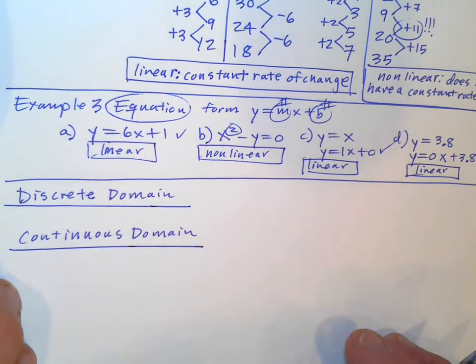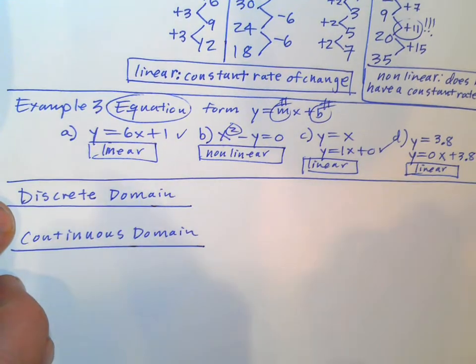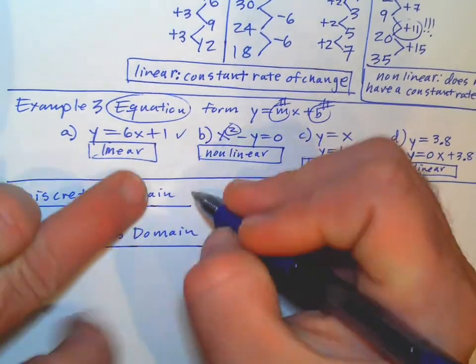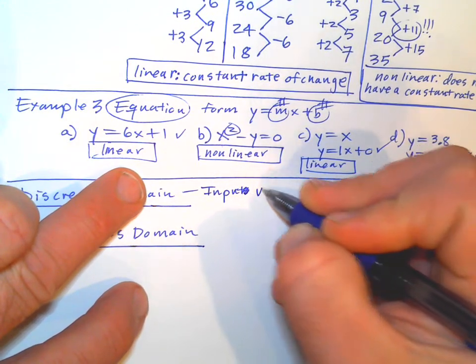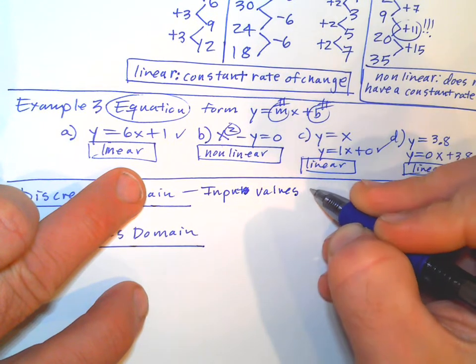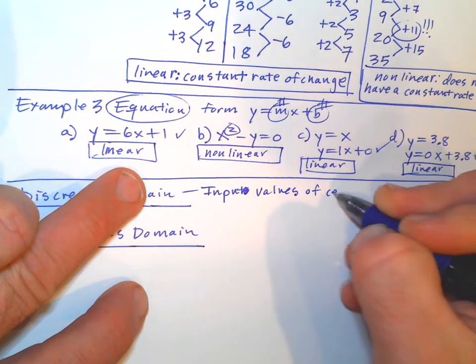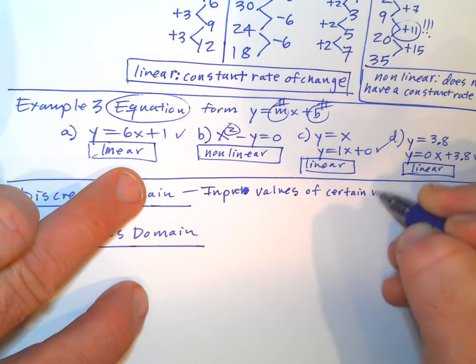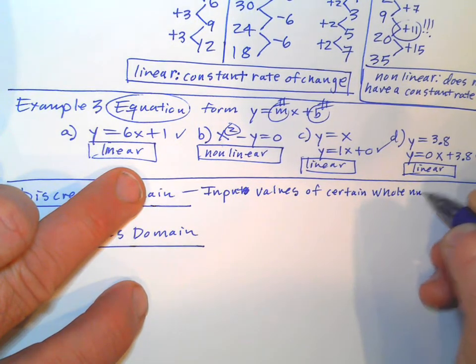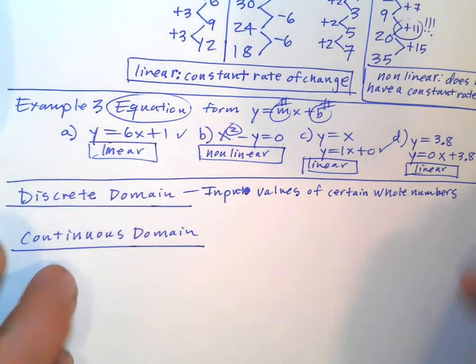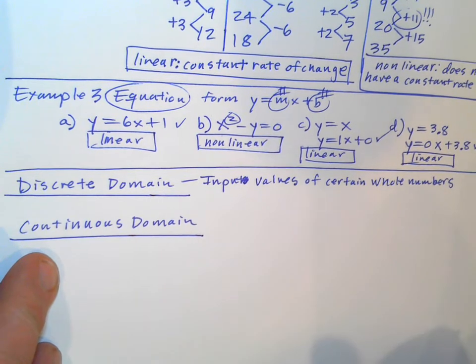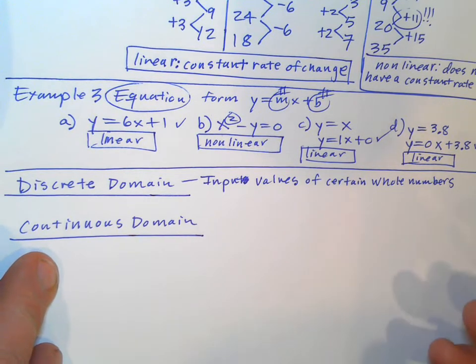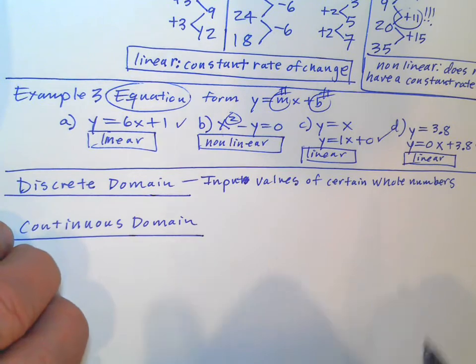So discrete domain means you only have whole numbers. So input values, the x values, input values of certain whole numbers. Like if you're buying boxes of cereal at the store, you only can buy one or two or three. You can't buy 1.5 boxes of cereal. You can't cut one in half, right? You can't buy 1 1/3. You can't buy 1.7 boxes. You got to buy whole numbers of them, right?